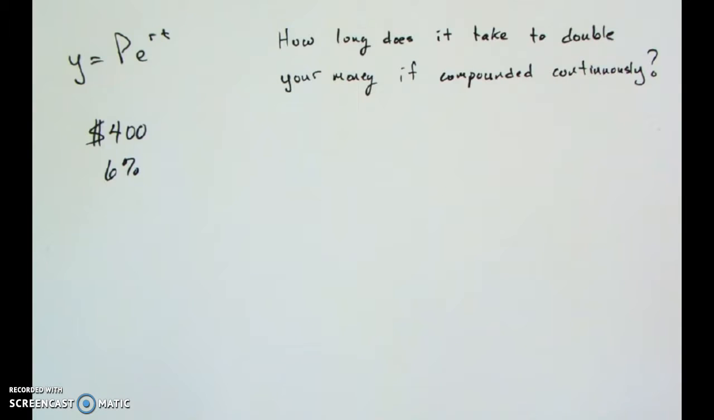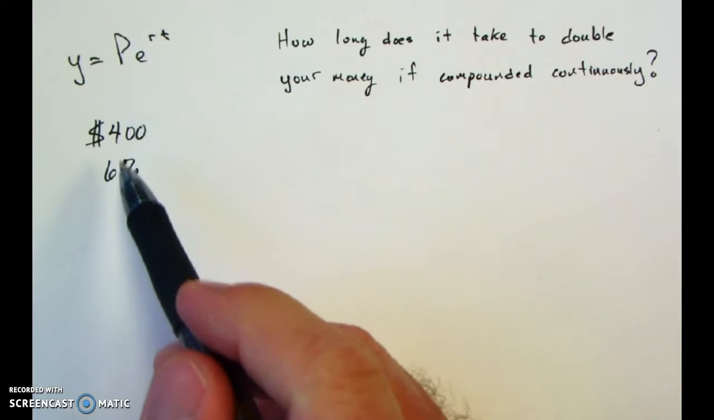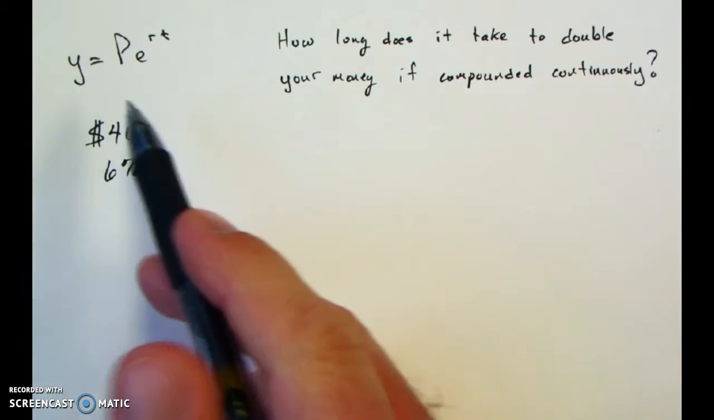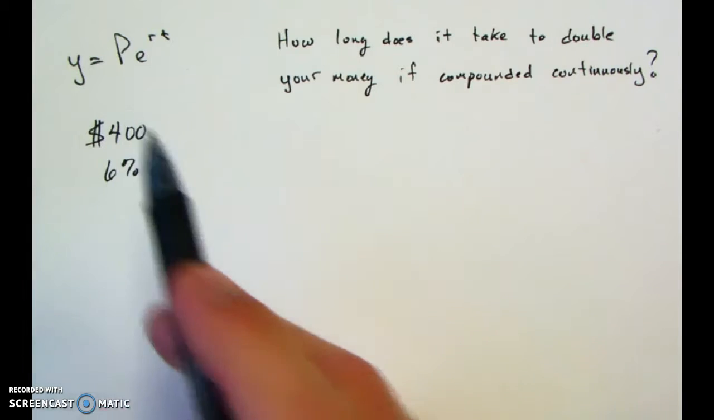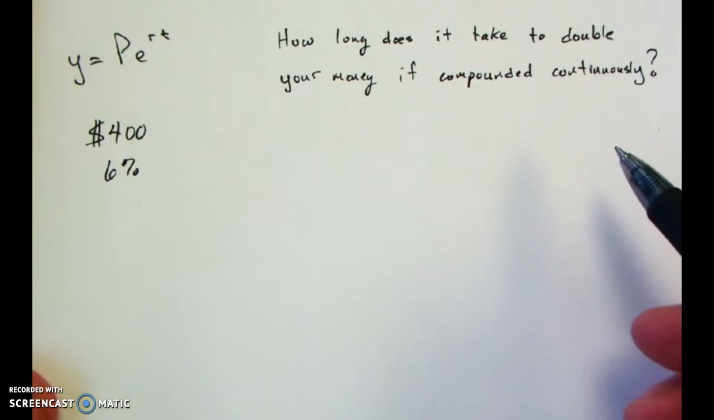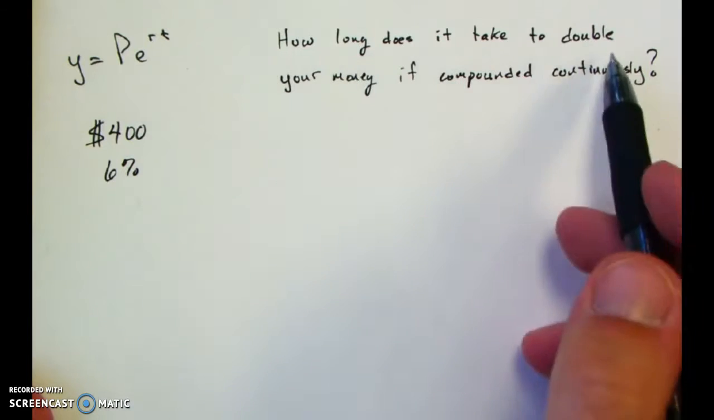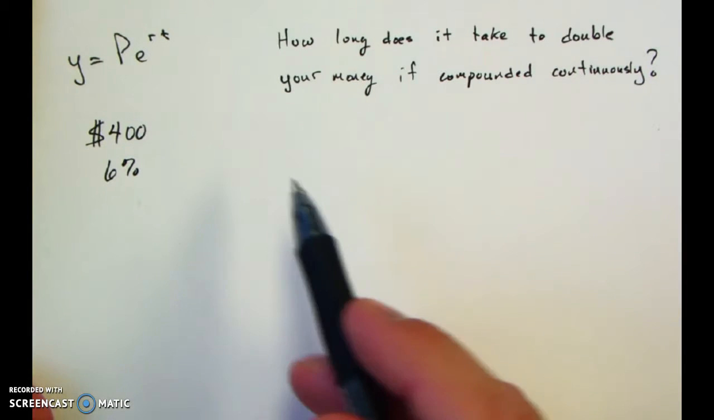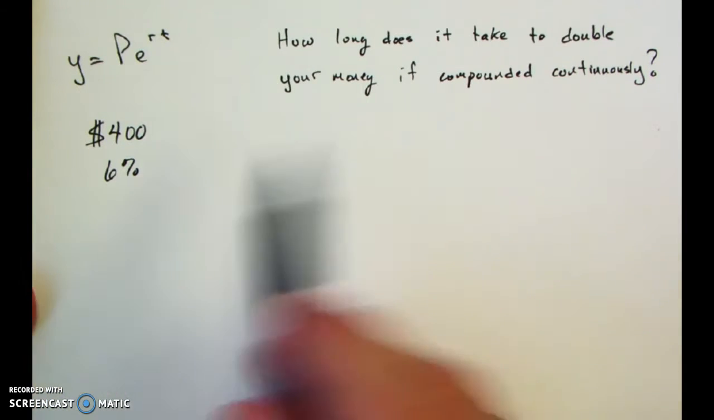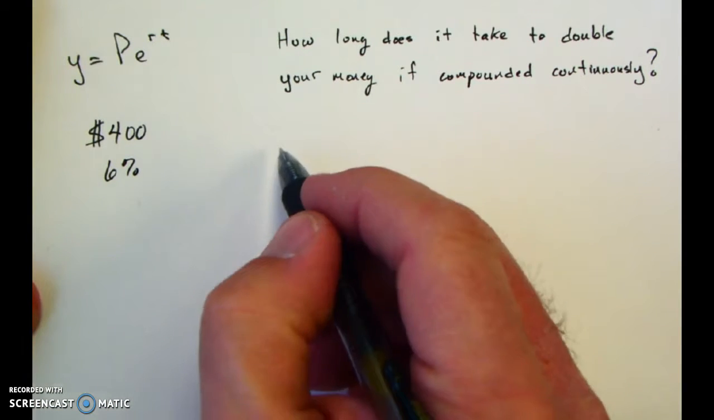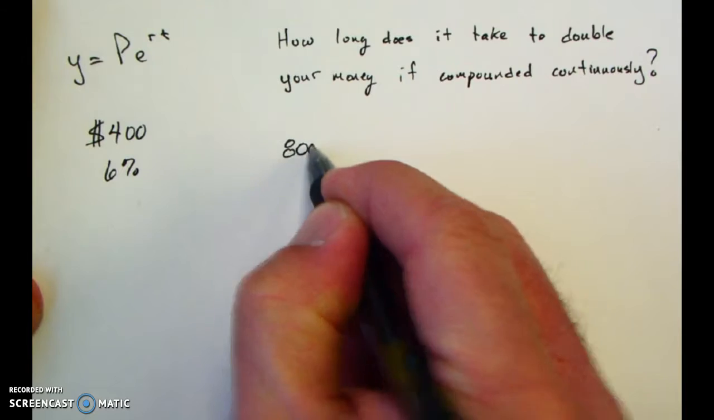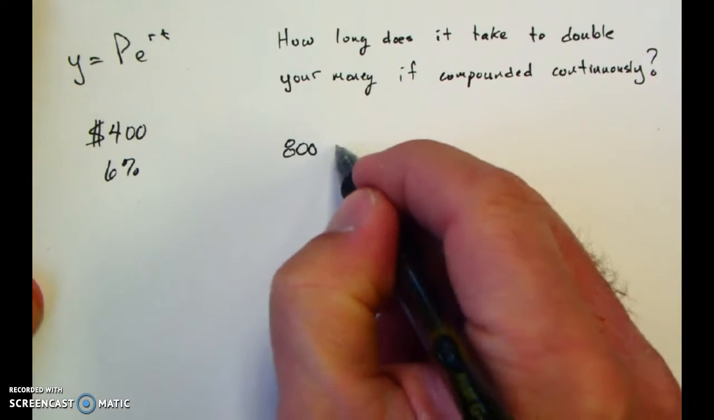We had the example where we were going to invest the $400 at 6% for 3 years, and it was going to be compounded continuously, and we solved that problem. What if we're looking at how long it takes to double the money? In this same scenario, we're going to compound it continuously, so we're still using the same formula, but now we're looking at how long it takes to double the money. So doubling the 400 would be $800.